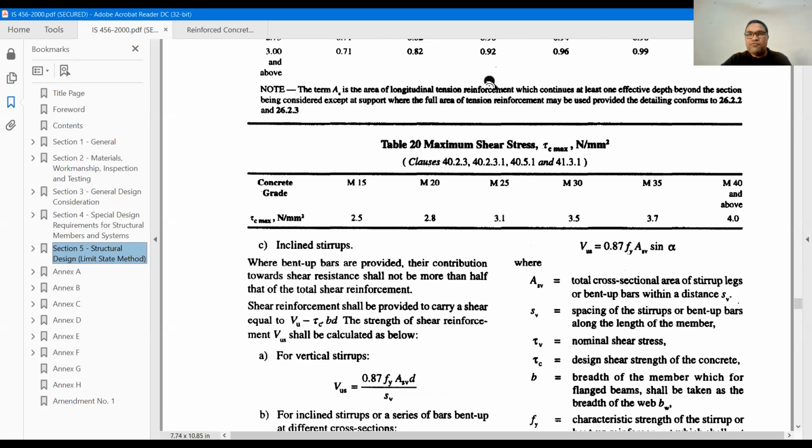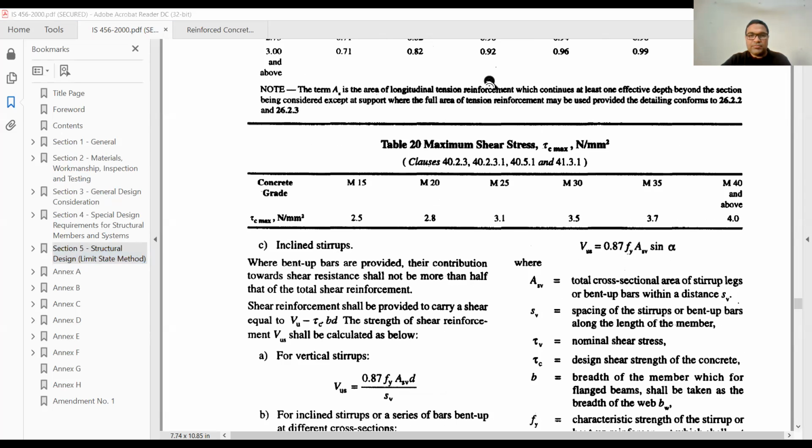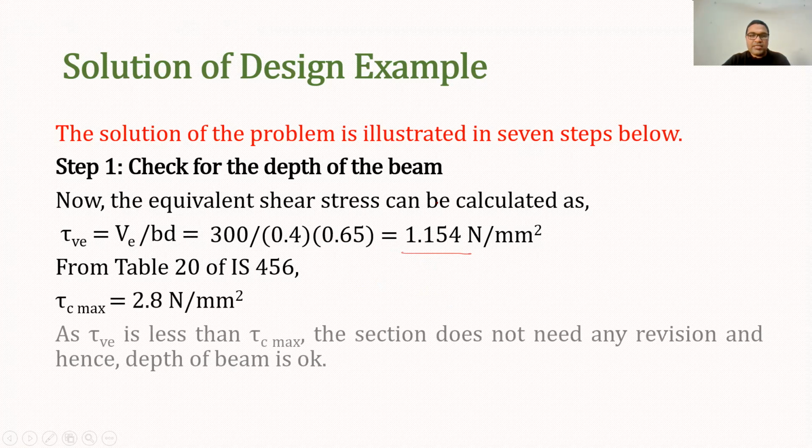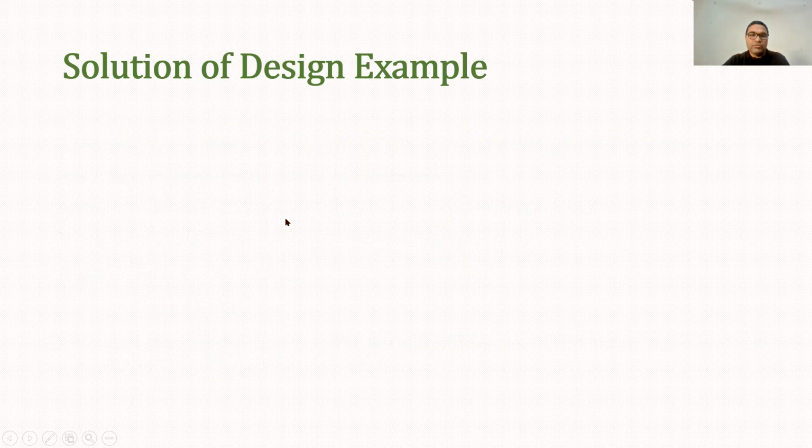So now if we go to the slide, there you can see the value of tau VE is 1.154 and it is less than the value of tau C max. So therefore we can say that the section does not need any revision and therefore the depth of beam is okay. So as the value is less than this, depth of the beam is okay. So that completes our step 1. Now we will go to the next step.